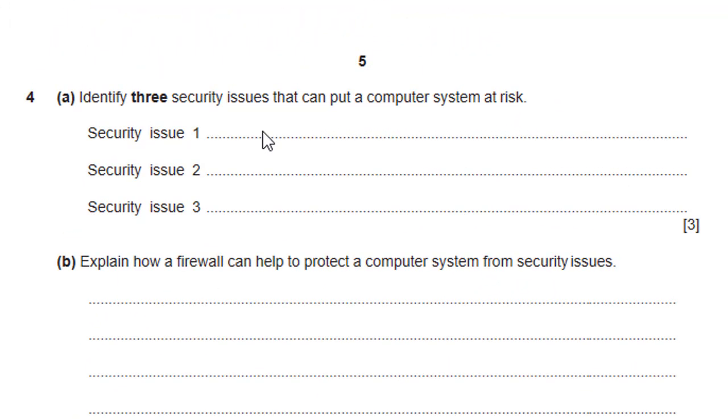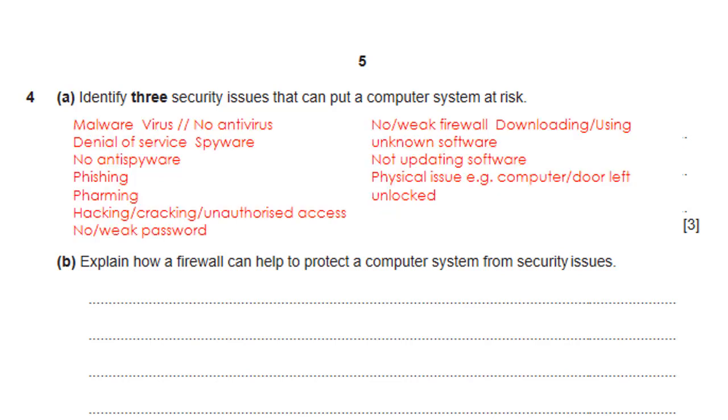Now we need to identify some security risks that can put your computer at risk. It says only 3 here, but there's quite a few that we need to consider. So malware and viruses. And again, if you've got no antivirus, that's a problem. Denial of service, spyware, or having no anti-spyware installed can be an issue. Any form of phishing, so people trying to get your personal information through email scams.